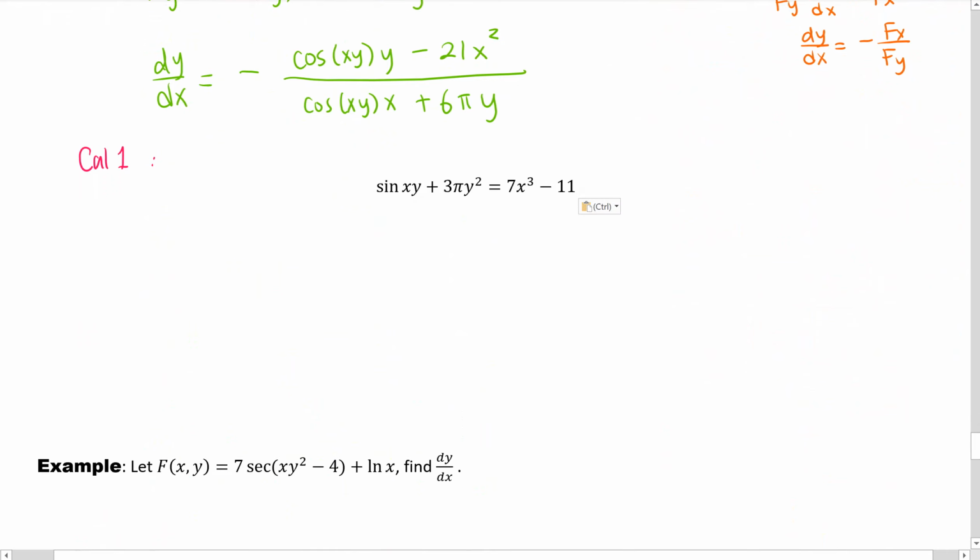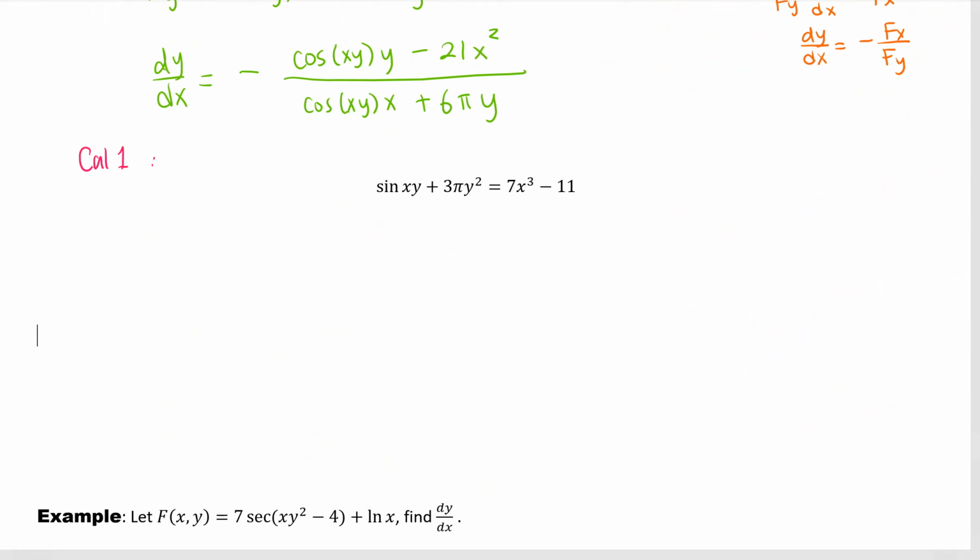What would you do? The implicit differentiation. You take the derivative with respect to x on both sides, okay? And then the derivative of sine is cosine xy, but then you need to do xy prime because of the chain rule. And then we have 3 pi, derivative of y squared is 2y times dy/dx. So whenever you take the derivative of y, you need to include dy/dx.